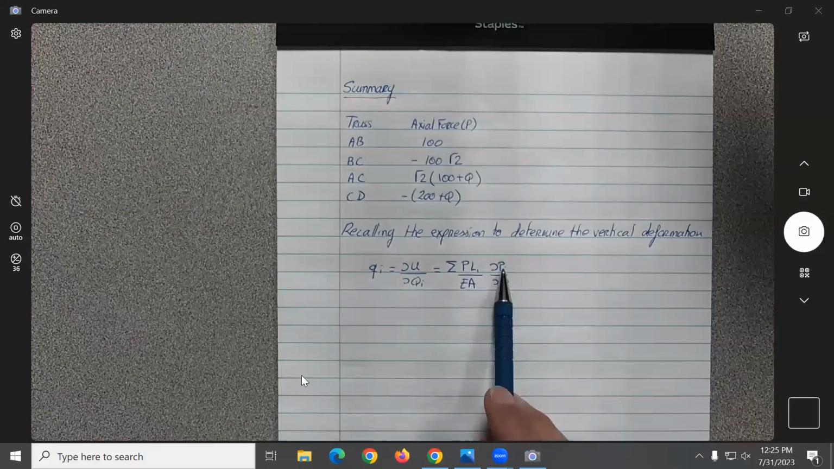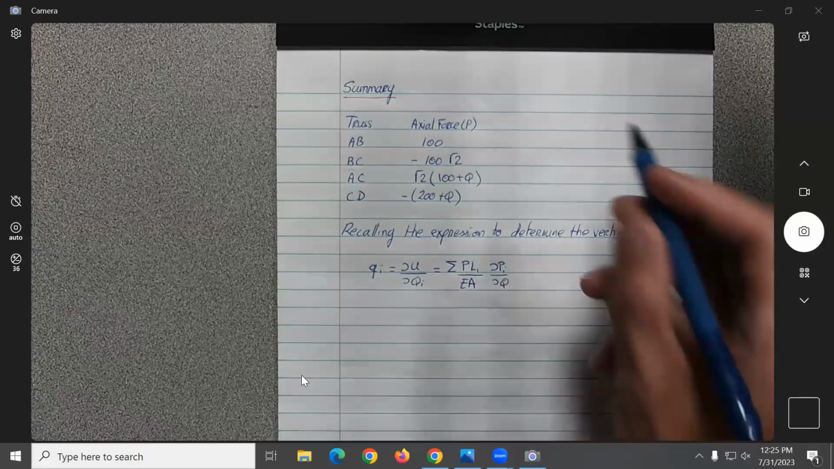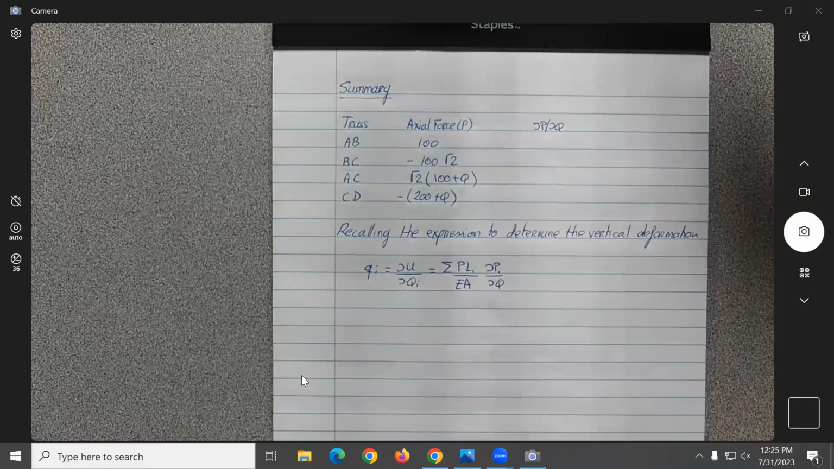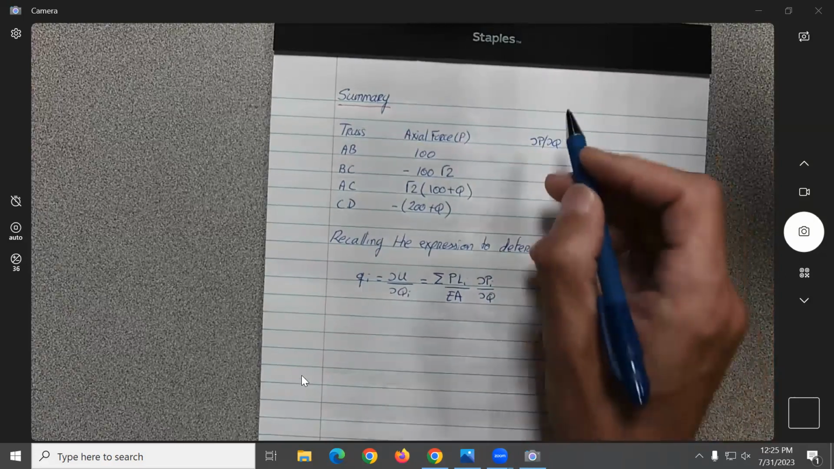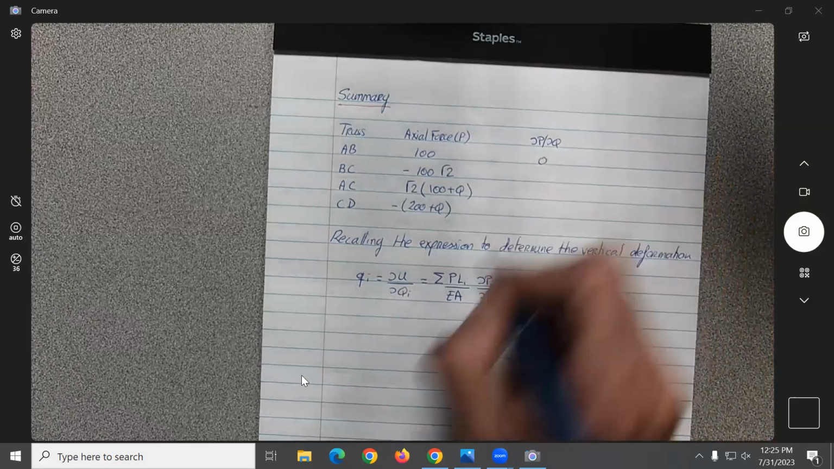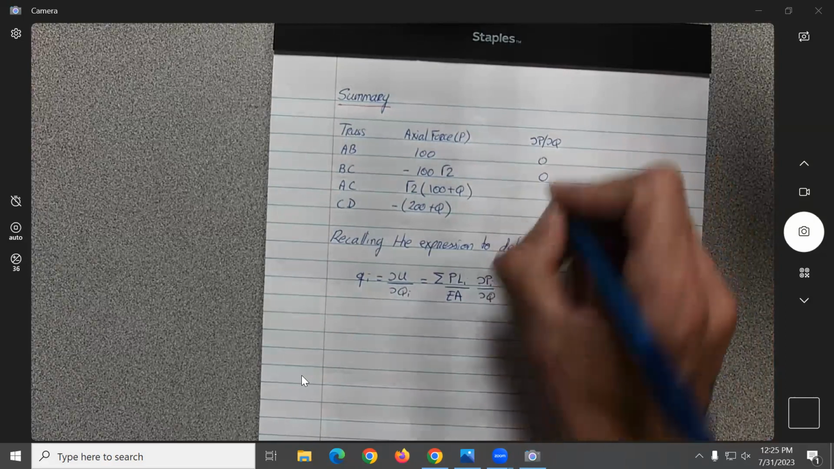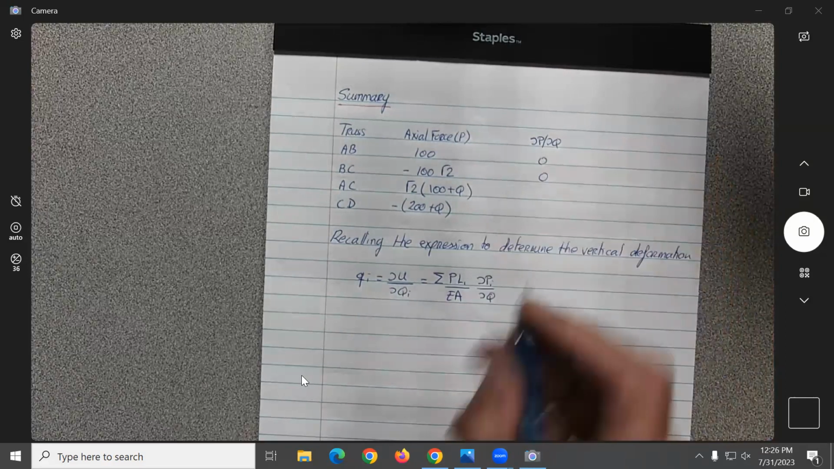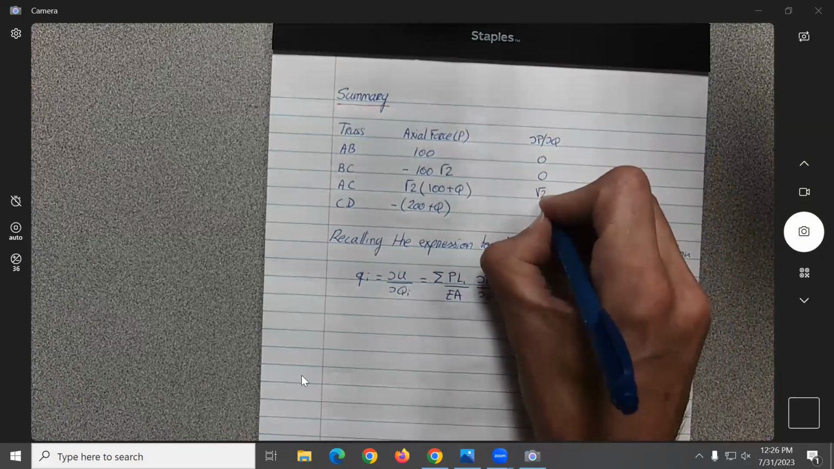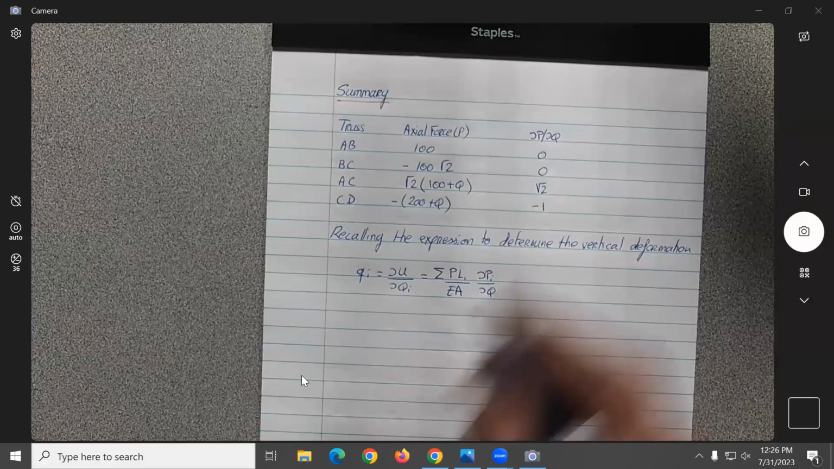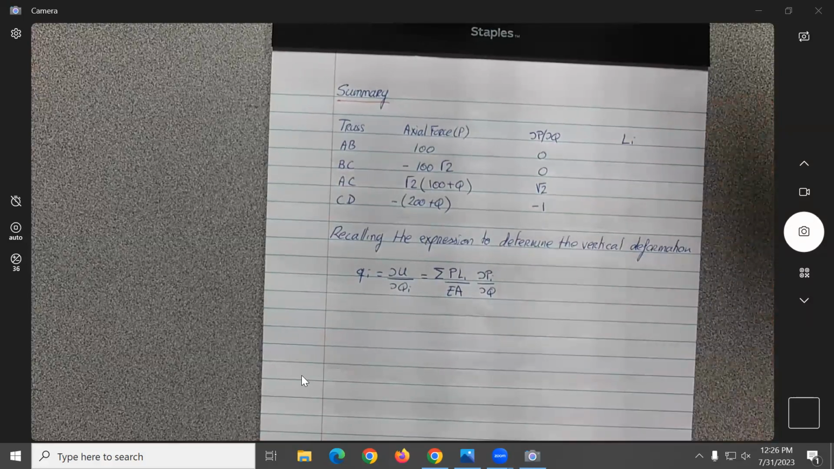But the other term is partial P with respect to Q. So what will be here, the partial P with respect to the virtual force. So if we do the first member, what are we going to get? 0, no? What will be the second one? 0. What will be the third one? Square root of 2. And what will be the last one? -1.